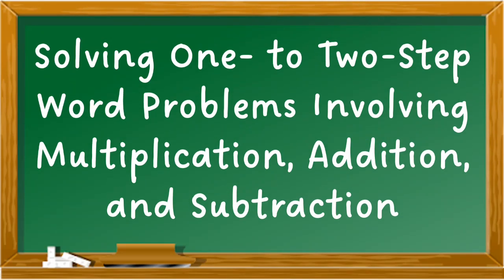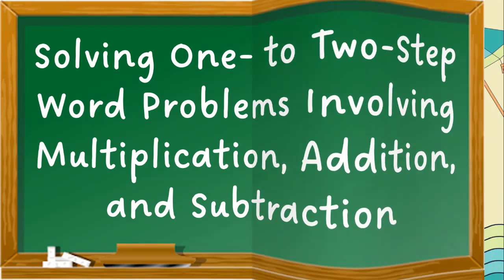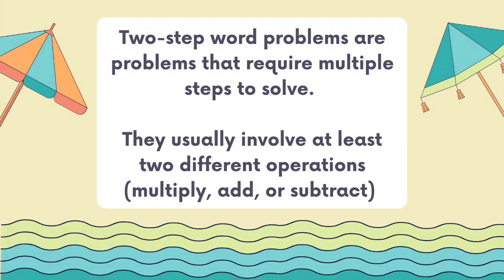Hi kids! Our lesson for today is about solving 1 to 2 step word problems involving multiplication, addition, and subtraction. In our previous lesson, we have learned that if we say 1-step word problem, it means that we are only going to use one operation to solve the problem. Now, 2-step word problems are problems that require multiple steps to solve. They usually involve at least 2 different operations. They could either be to multiply, to add, or to subtract.